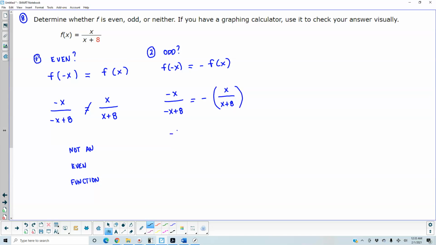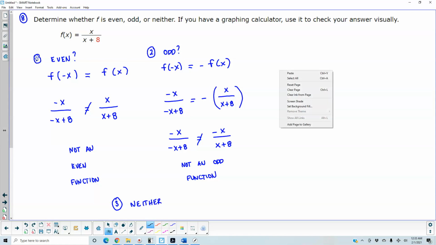So that means we have negative x over negative x plus 8, and that's not equal to negative x over x plus 8. So therefore, this is not an odd function. And therefore, we would say that it is neither.